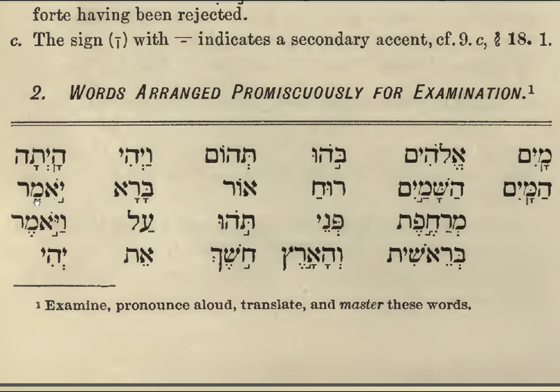Yomer, Merahifet, Pene, Tohu, Ngal, Vayomer, Bereshit, Vehaaretz, Choshech, it, Yehi.